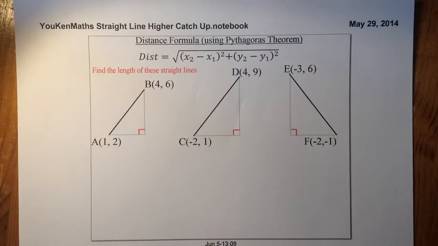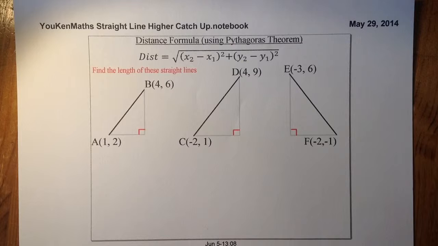This is Higher Maths. We're looking at the straight line topic and we're looking at the distance formula. Now the distance formula is a method to work out the length of a straight line between 2 points. We don't need to see it in a diagram, we may just be given the 2 points as coordinates. And the distance formula is basically Pythagoras Theorem, just written in a different way.